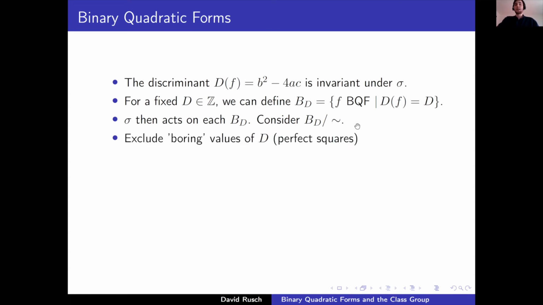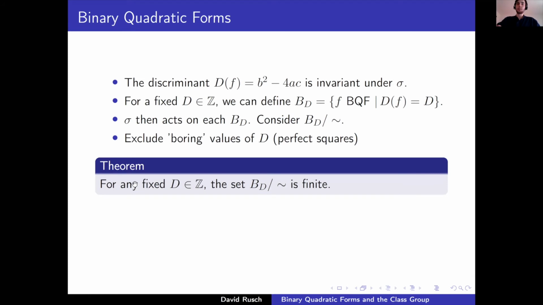And then we can, first of all, exclude some boring values of D, because, for example, if D is a perfect square, then we see that the binary quadratic form splits into two linear factors. That's not very interesting. And the other way around also. So if it splits into linear factors, then D has to be a perfect square. So we exclude those values because they don't contribute to the theory of binary quadratic forms, really. And after we excluded that, we prove the following theorem, which is quite nice.